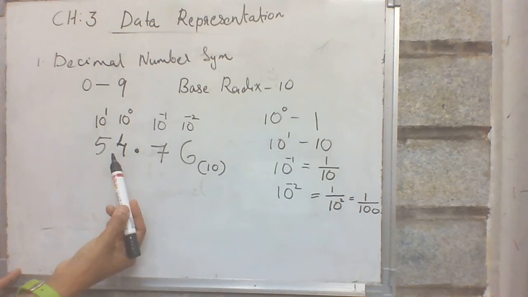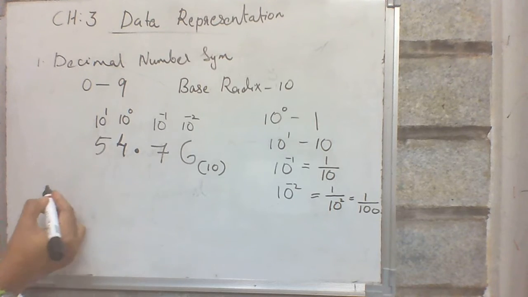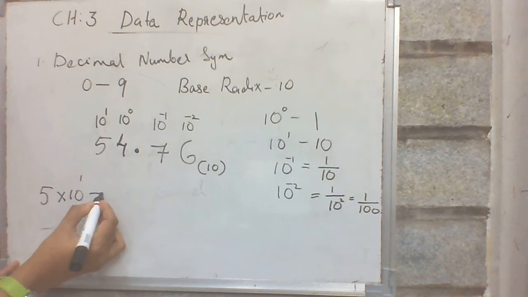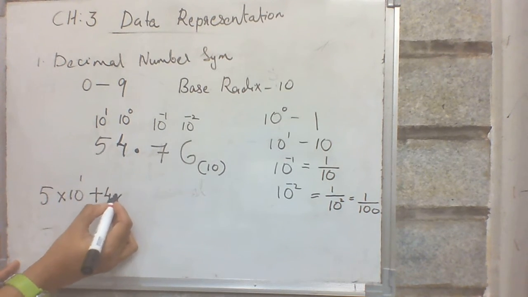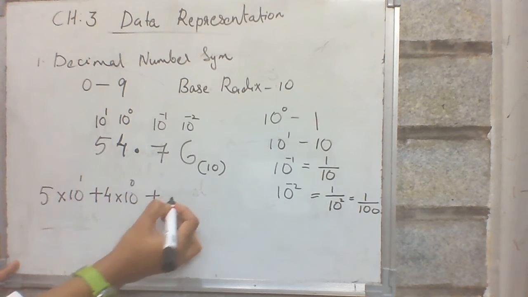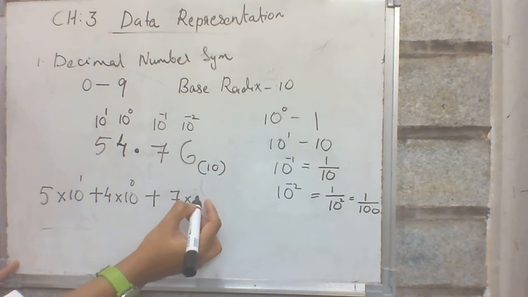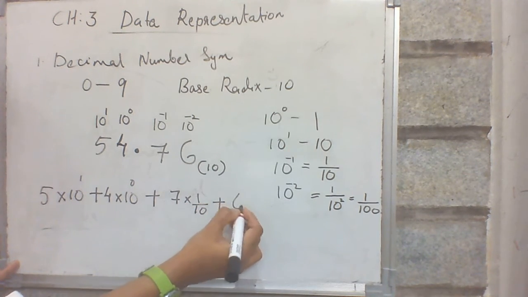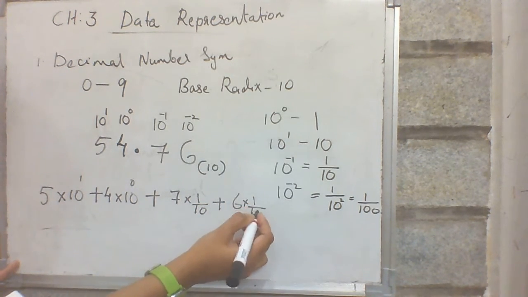Then how can you represent this number? 5 into 10 to the power 1, plus 4 into 10 to the power 0, plus 7 into 1 by 10, plus 6 into 1 by 100.